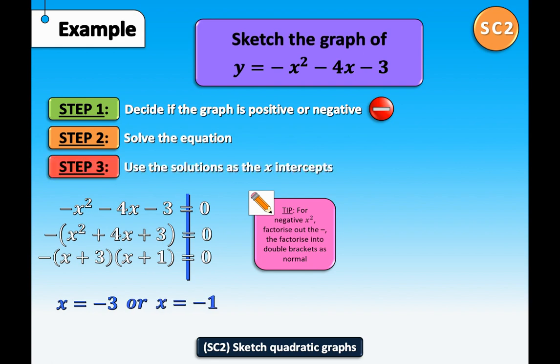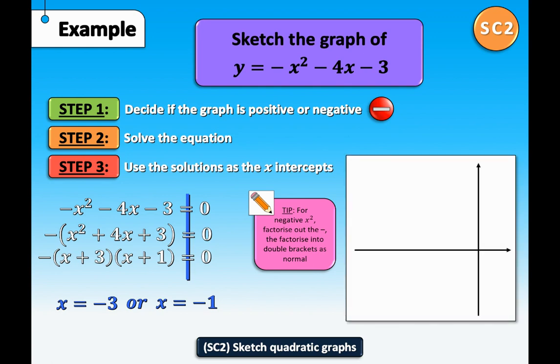So we can now sketch this graph because we know it's going to be an upside down U shape, and it's going to cross the x-axis at minus 3 and minus 1. So it's going to look like this.